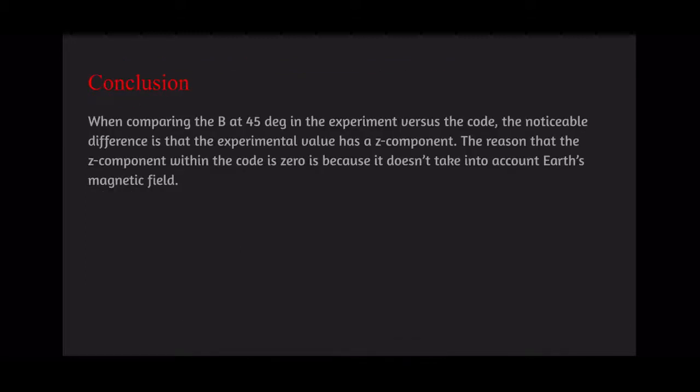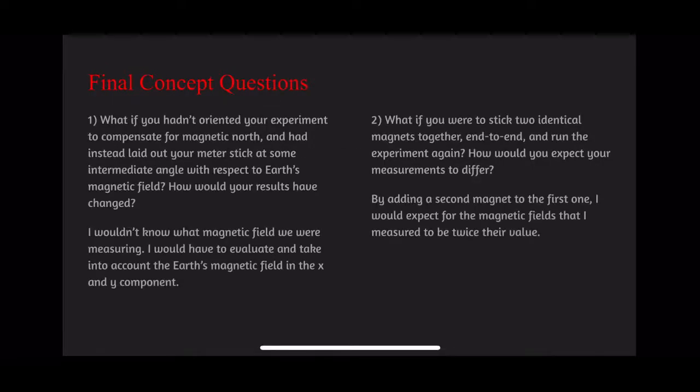In conclusion, when comparing the magnetic field at 45 degrees in the experiment versus the code, the noticeable difference is that the experimental value has a z component. The reason that the z component within the code is 0 is because it does not take into account Earth's magnetic field. Time for the final concept questions.